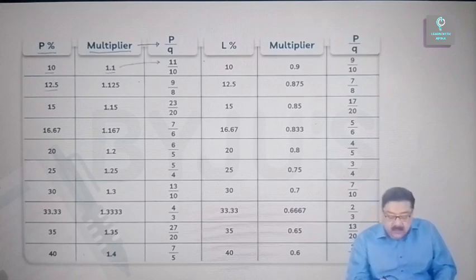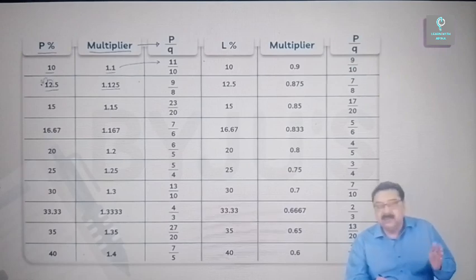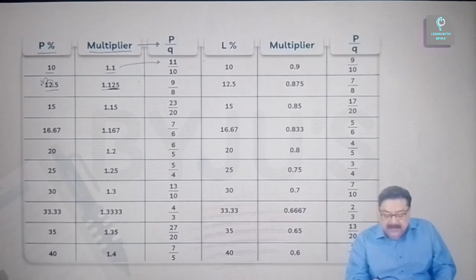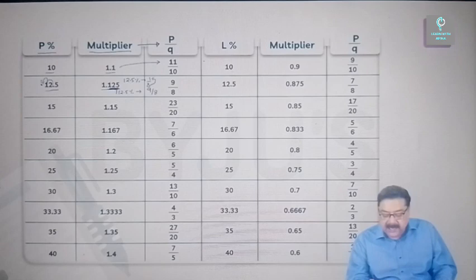If it is 12.5% the profit, then the selling price becomes 1 point, whatever is given here, you just need to shift the decimal point towards left 2 times. So it becomes 0.125 here. Now for that you need to know that 12.5% fraction equivalent is 1 by 8. So 112.5% fraction equivalent will be, you have to add the denominator to the numerator. So it shall become 9 by 8.